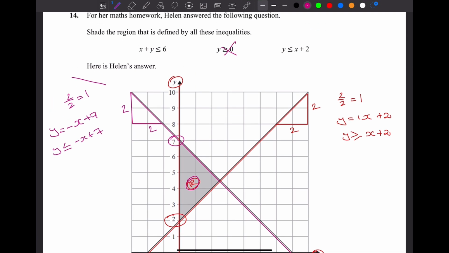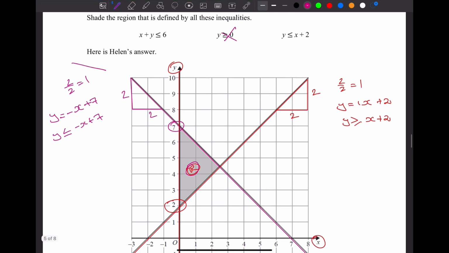That's wrong. They said y is greater than or equal to 0. That's wrong. What's this one? That's the wrong one. Even that one, look at it, the sign they used. Okay, just tell them this is what it should be. Simple.